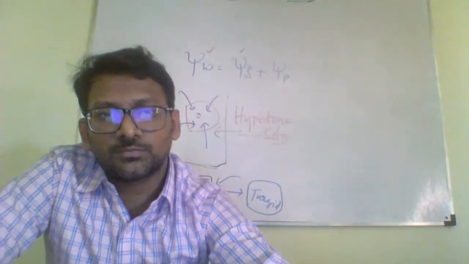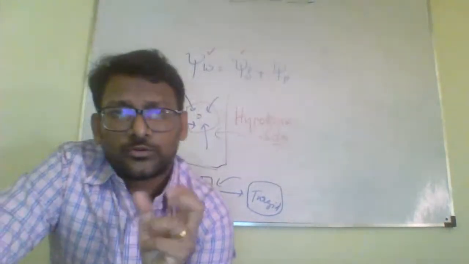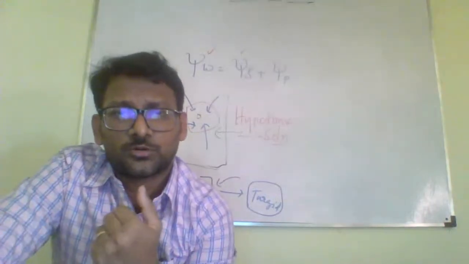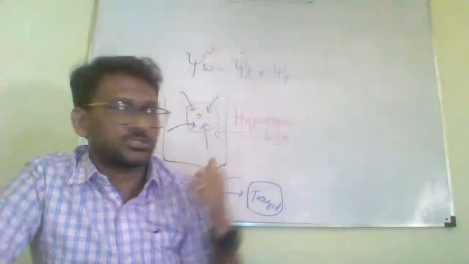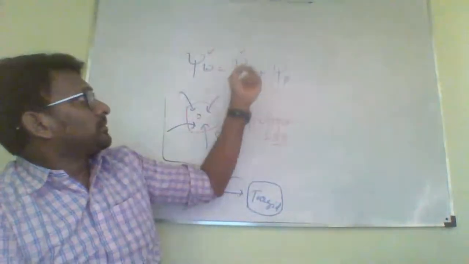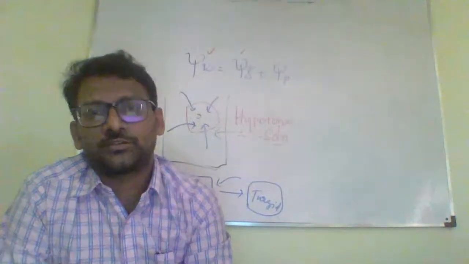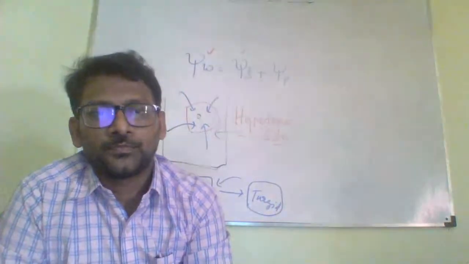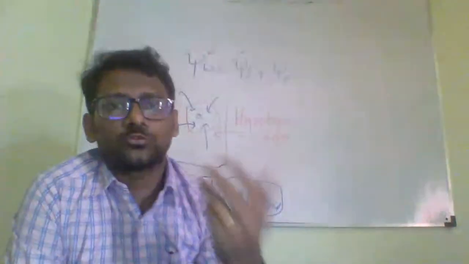So this is the relationship between water potential, solute potential and pressure potential. Pressure potential will usually be a positive value, whereas you will find solute potential is always a negative value when we try to calculate the water potential of a given solution. Okay, so that is about the relationship, right? So let's move to the next one.